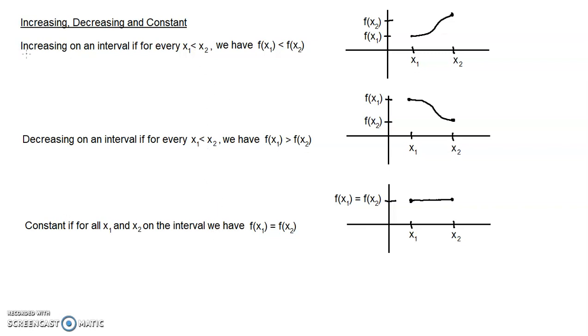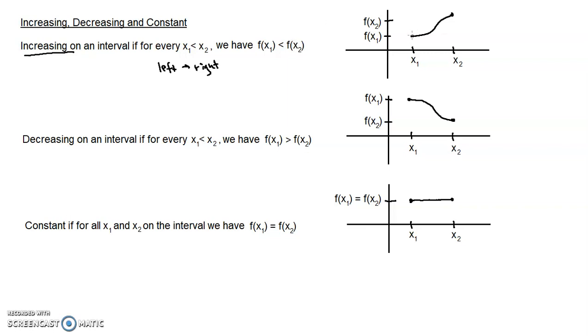We say that a function is increasing on an interval if for every x1 less than x2, okay, so this is kind of important here, x1 less than x2, that means that we're going from left to right. Okay, x1 is less than x2, going from left to right. We have f of x1 is less than f of x2. Okay, so our starting value is less than our finishing value.